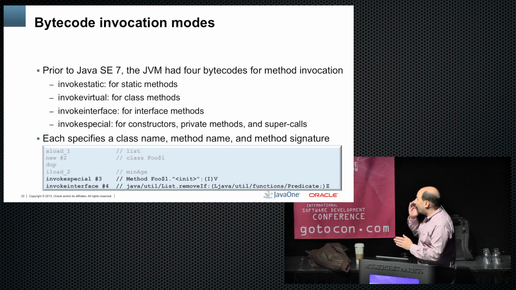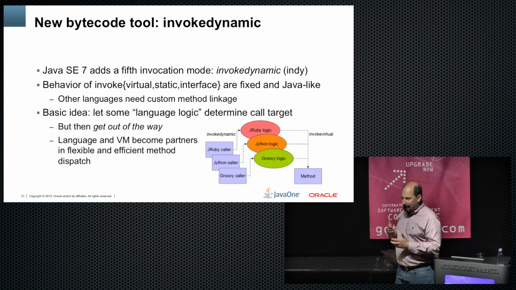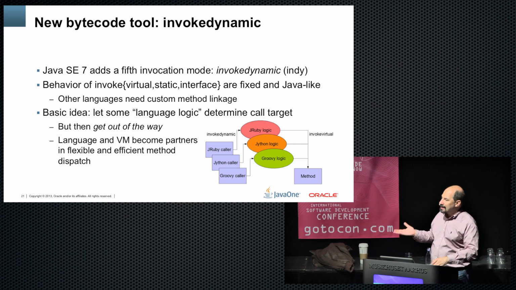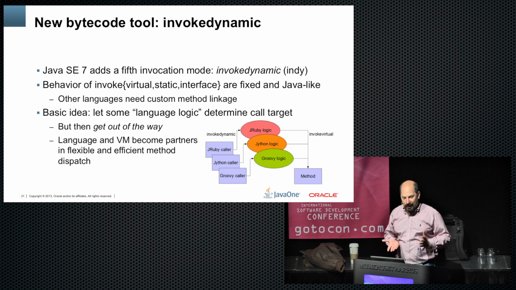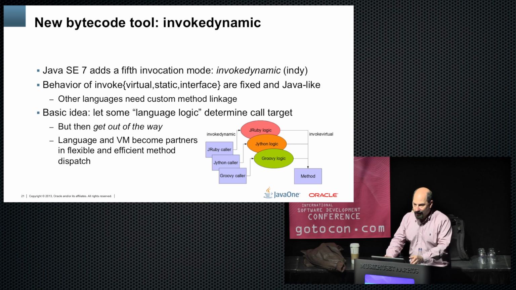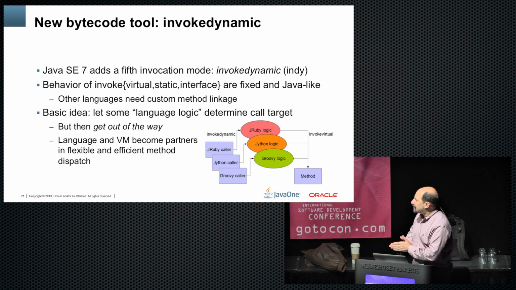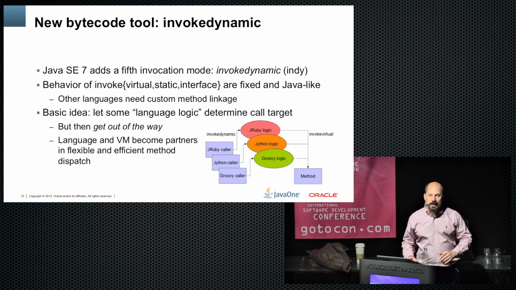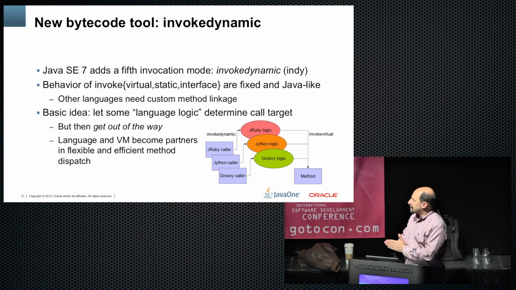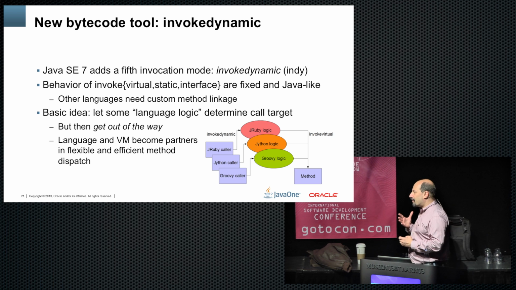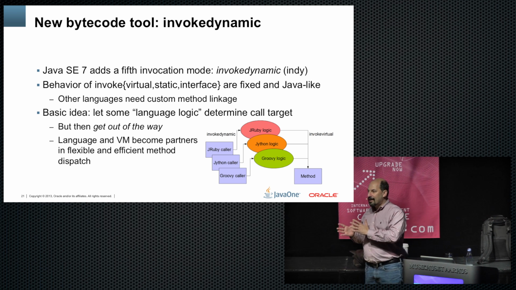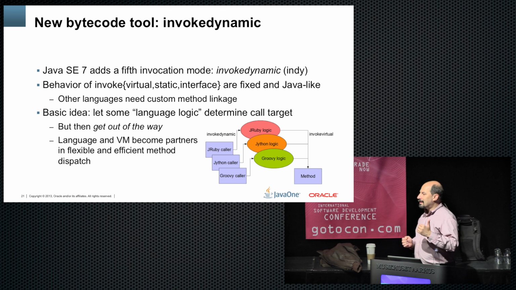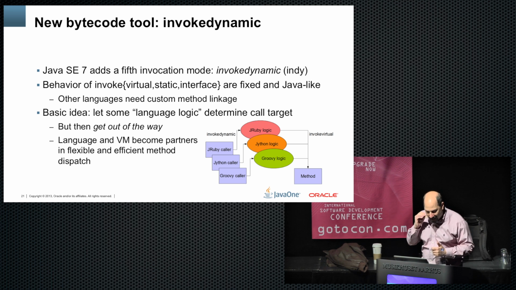So Java 7 added a new one, invokedynamic. We abbreviate this to Indy. It's different from the other invocation modes. The other invocation modes have very fixed and Java-like invocation semantics, but we recognize that not all languages are like Java, and not all languages want JVM invocation to work the way invocation works in Java. And so the basic idea behind invokedynamic is it lets the language runtime and the VM be partners in linkage decisions. It provides a way for language-specific logic to help the VM resolve a method call, and then get out of the way so you don't have to be calling into the language runtime on every call. That's how we make it fast.